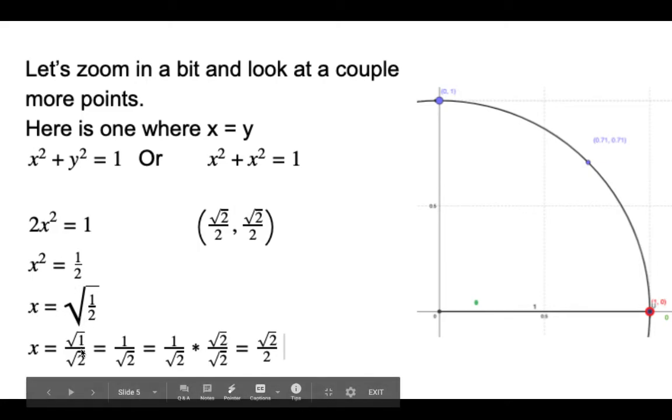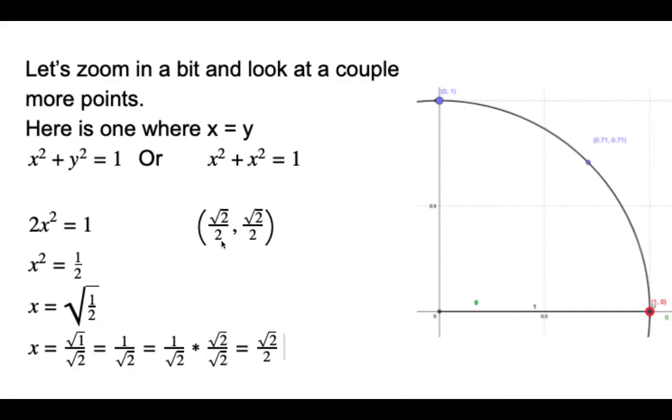Take my square root, and then I can do some stuff with that. We know the square root of 1 is 1, and the square root of 2 is just square root of 2. But in general, we don't like to have radicals in the denominator, so we're going to rationalize that by multiplying by root 2 over root 2. And then you'll get 1 times root 2 is root 2. Root 2 times root 2 is just 2. And so then we get square root of 2 over 2. And since x and y are equivalent, we get this point right here: root 2 over 2, comma, root 2 over 2.